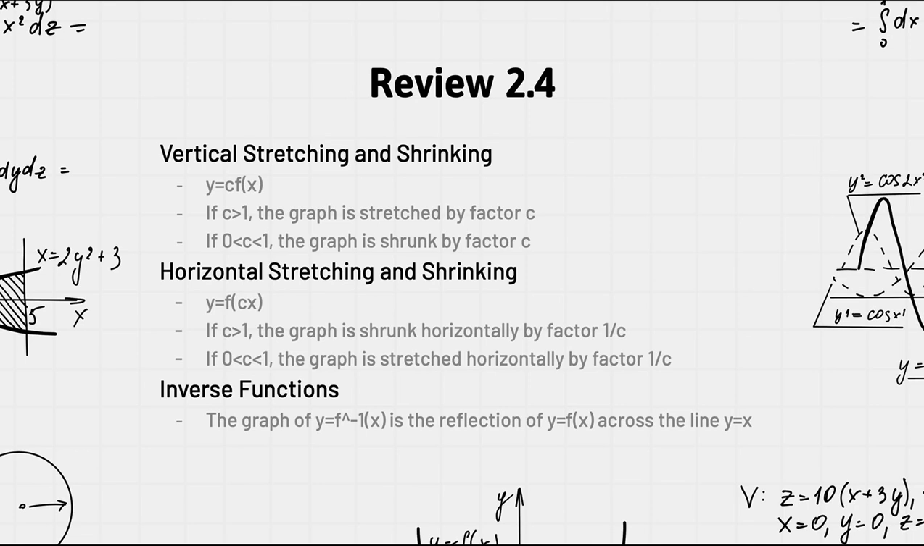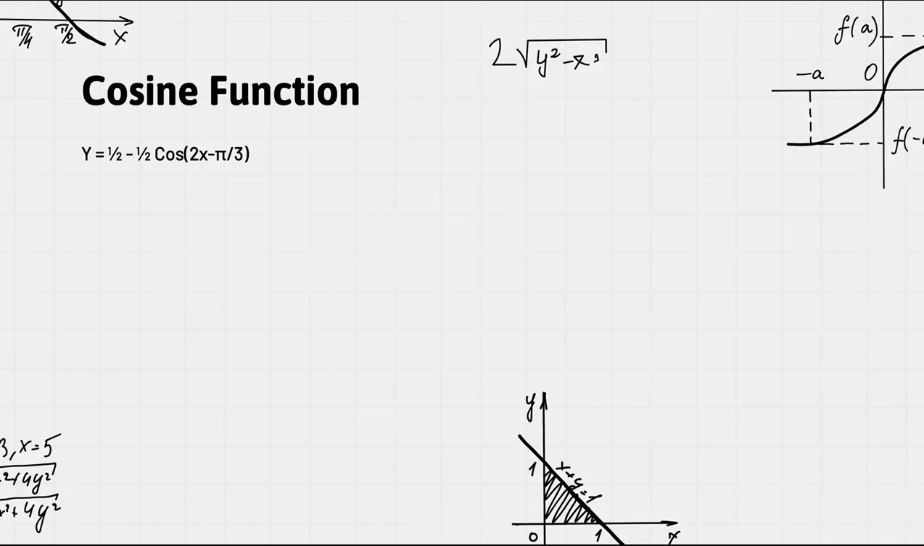So with vertical stretching and shrinking, it's going to be outside of the x, and if c is larger than 1, it's going to be stretched by a factor of c, and if c is between 1 and 0, it's going to be shrunk by a factor of c. For horizontal stretching and shrinking, done directly to x, if c is greater than 1, it's going to be shrunk by a factor of 1 over c, and if it's between 0 and 1, it's going to be stretched by a factor of 1 over c. And then inverse functions, f of negative 1 of x is really just a reflection of f of x across the line y equals x. So the first thing we're going to look at is our cosine functions.